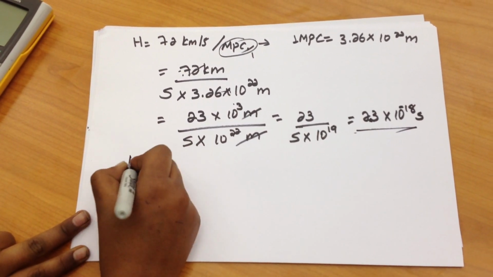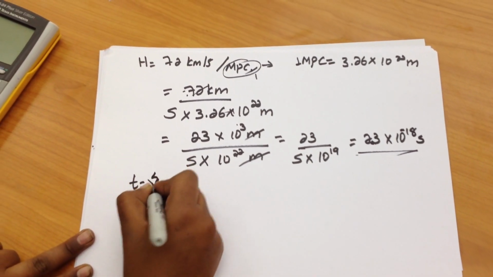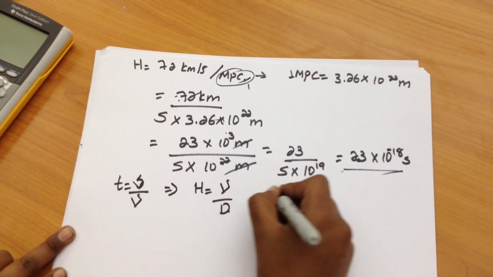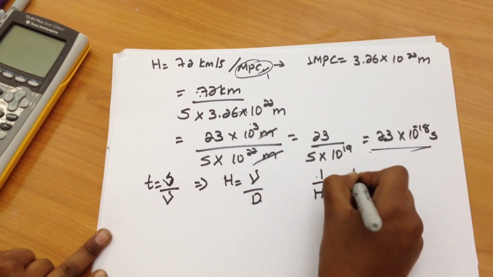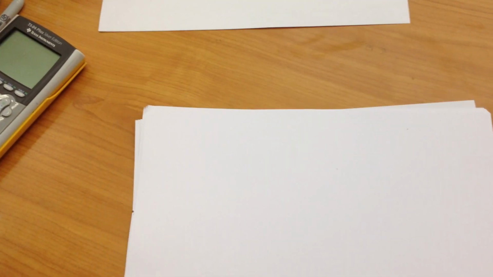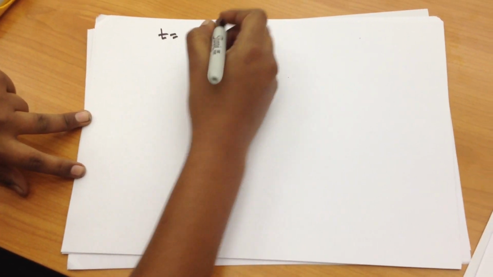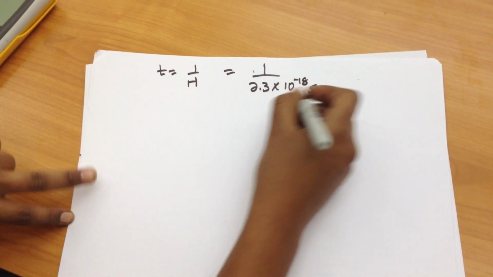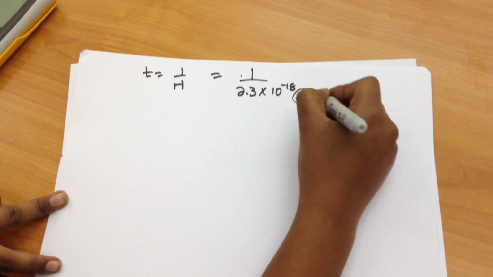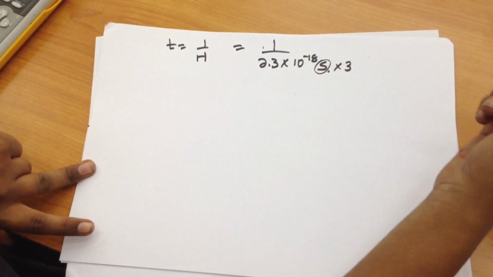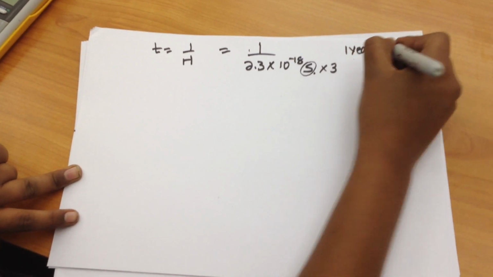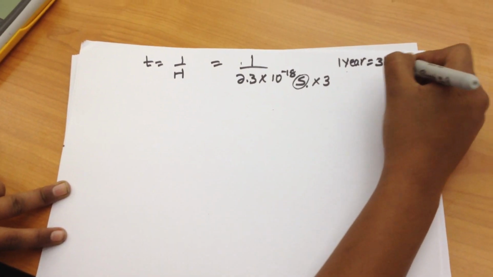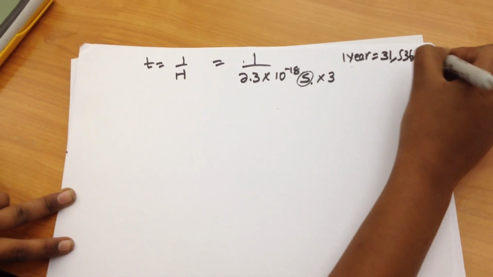And we have stated that time is equal to distance over velocity, and Hubble's constant is equal to velocity over distance. So 1 over the Hubble constant is the time. So time is equal to 1 over Hubble's constant. We have found 1 over 2.3 times 10 to the power of minus 18 per second. Since it's hard to grasp in seconds, we would convert it to years, and 1 year is equal to 31,536,000 seconds.